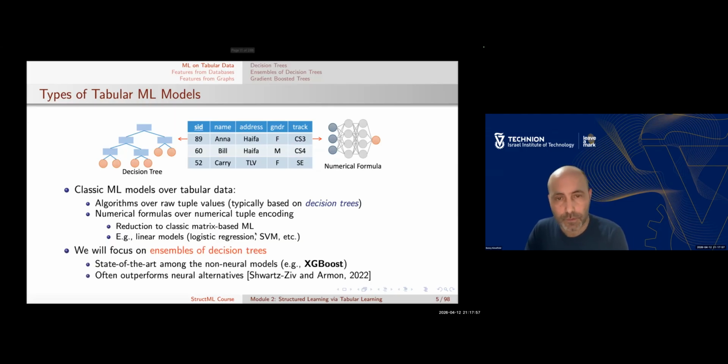We are going to focus on the first type, algorithms that operate directly on the raw values of the tabular rows, and we'll focus on ensembles of decision trees, as I said, specifically XGBoost. And XGBoost is a state-of-the-art model. Not only that, it is often reported to outperform neural alternatives. So this is really a good model.